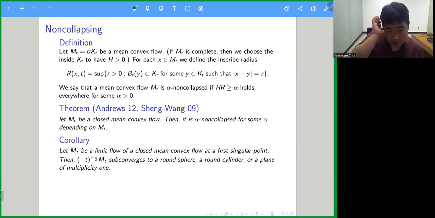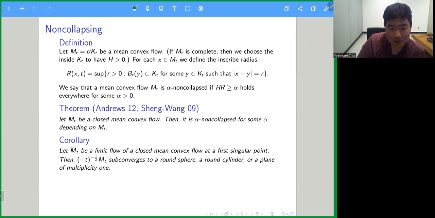Okay, let's talk about the second part. So we know that the backward limit of the limit ancient flow is a round cylinder, round sphere, or plane with potential multiplicity. So first of all, I would like to get rid of the multiple plane case.